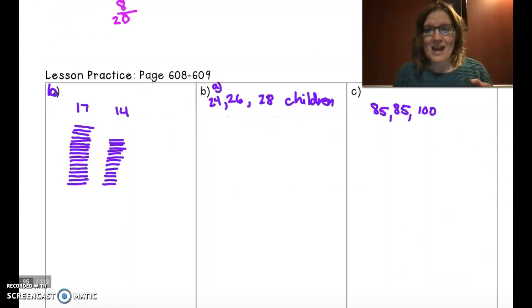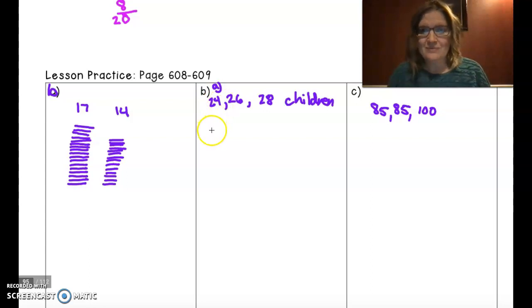Okay, we're back. We're on the practice set. I've drawn this out. First off, I messed up and did B first. What was I thinking? But oh well. Let's begin with letter A. We have 3 classrooms. There's 24 kids, 26 kids, and 28 kids in each classroom. What is the average class size?